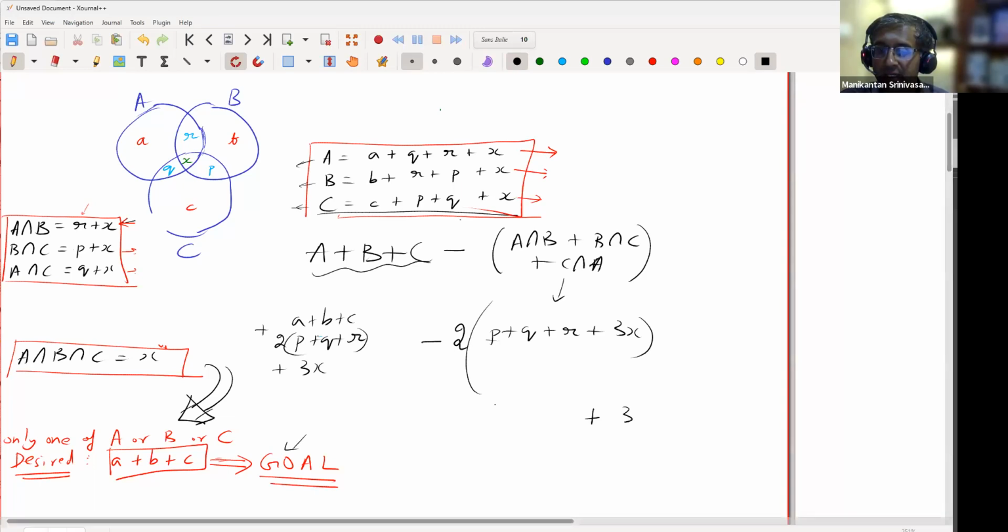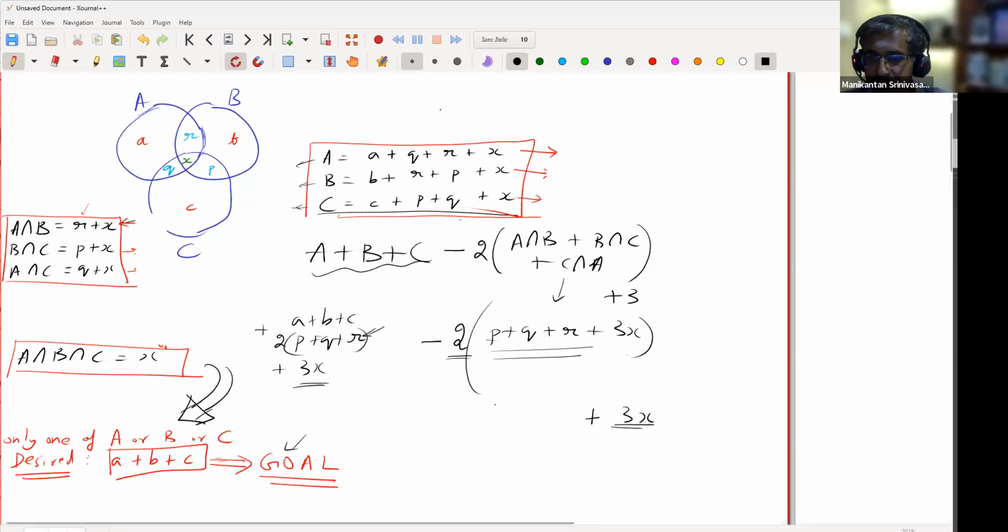Exactly, right? So basically we need to subtract 2 times P plus Q plus R to compensate for this, but then you end up subtracting 6x instead of 3x. So right now we have plus 3x and minus 6x. Therefore, we add another plus 3x, right? So to summarize, it's this quantity, then minus 2 times this, plus 3 times A intersection B intersection C.